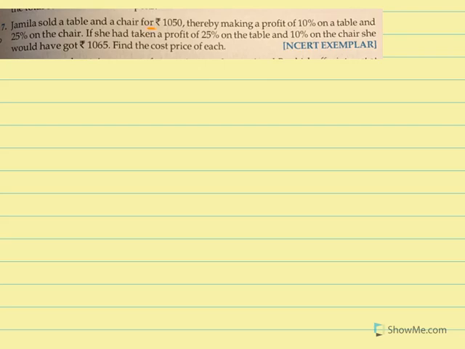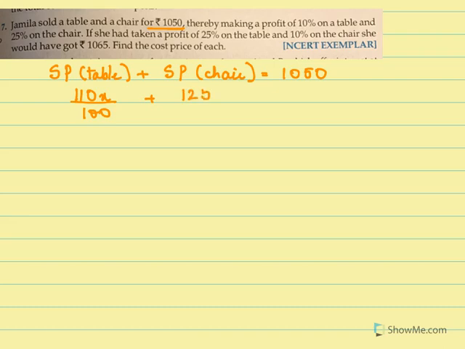Now it's given to us that the total SP of the chair and the table was 1050. So selling price of table plus selling price of chair equal to 1050 rupees. And we already calculated earlier that the SP of the table was 110x over 100 and of the chair was 125y over 100, which is equal to 1050.